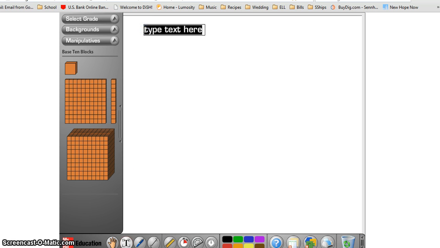Okay, so now we are to multiplying using base blocks with decimals. The problem that I'm going to do is 2.7 times 1.5. Show our multiplication sign there.